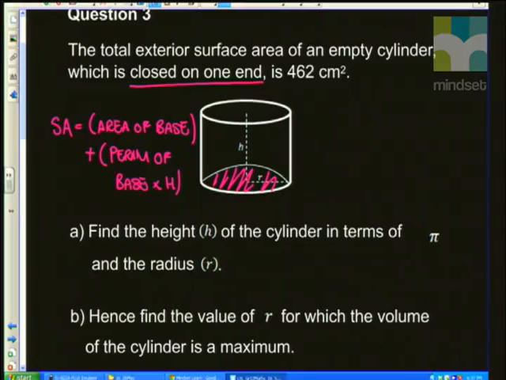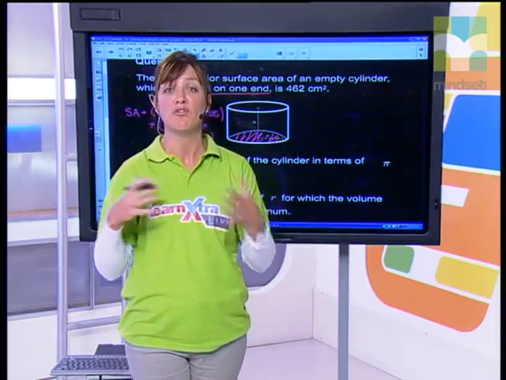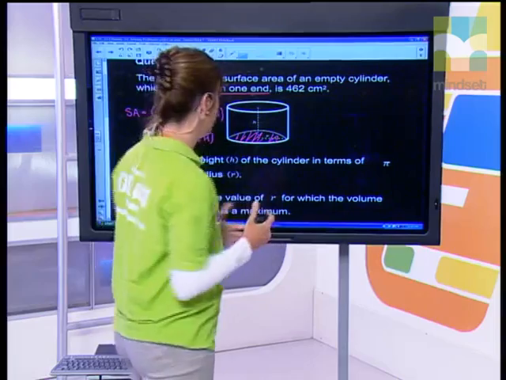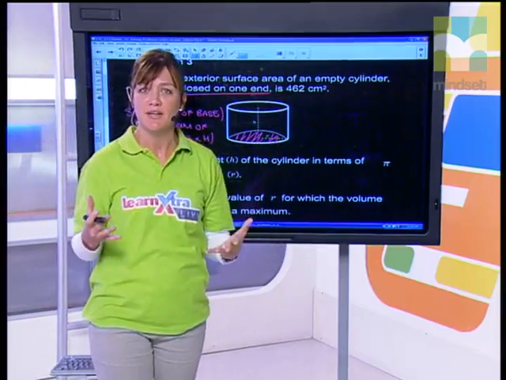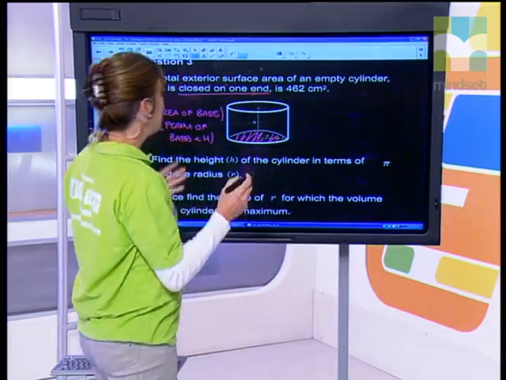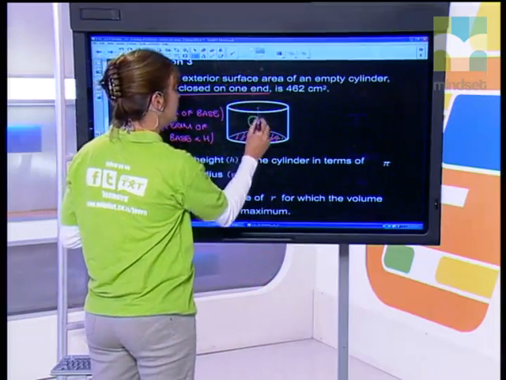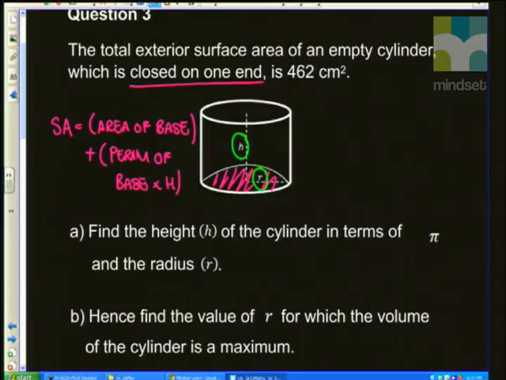Okay, so just watch out for little details like that, because obviously that makes a difference in terms of what formula you're going to actually need to use. Right, so if they've told me that information, then quite obviously I'm going to have to use it, okay? Once again, do we notice that I've got two different variables? I'm talking about a variable of h representing your height and r representing your radius, okay? Find the height of the cylinder in terms of pi and the radius.